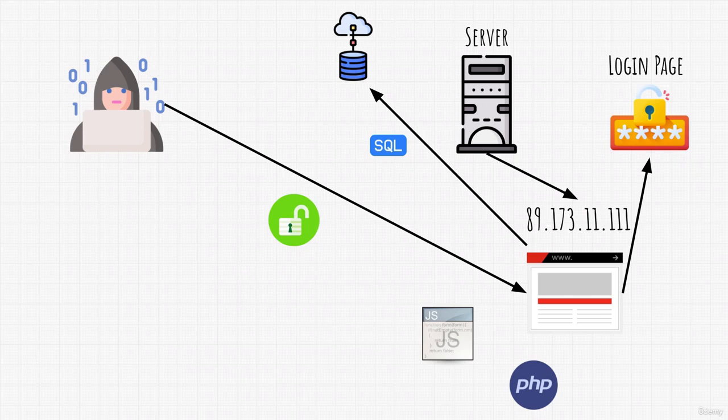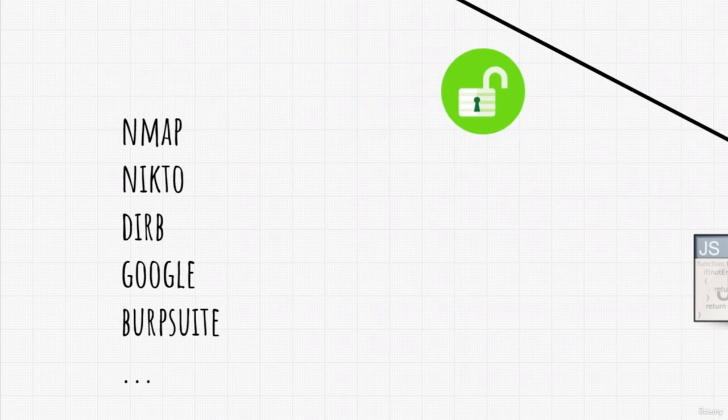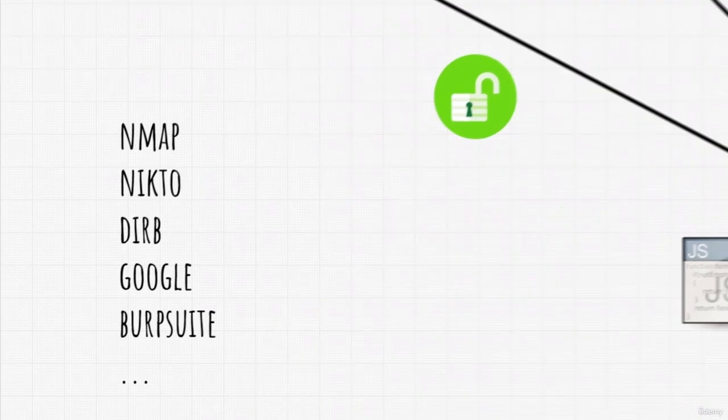Okay, I just gave you some examples as to why we want to learn as much as we can about our target website. Now, to do this, we can use different tools. Some of the tools that we will use are Nmap, Nikto, and Dirb. We will also be visiting websites regularly over our browser. And we will also cover possibly the most important tool for bug bounty hunters, which is Burp Suite.